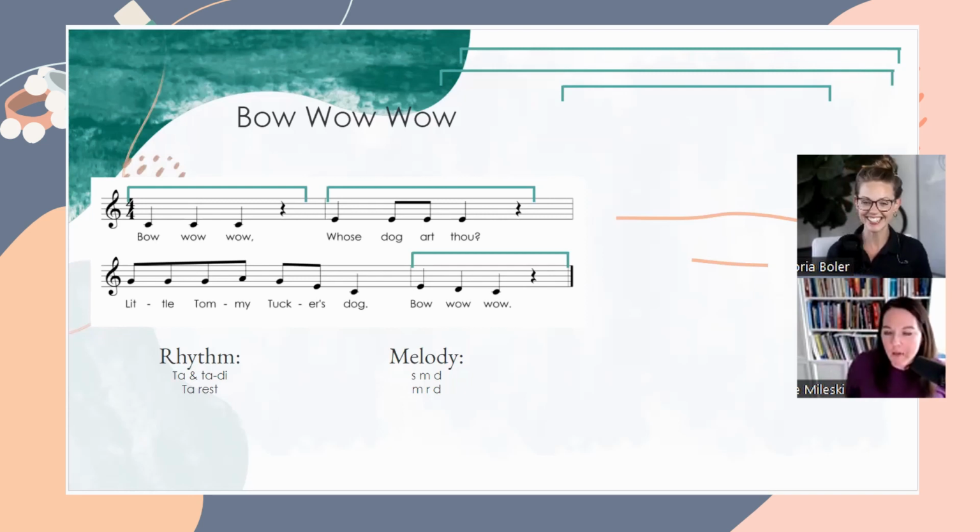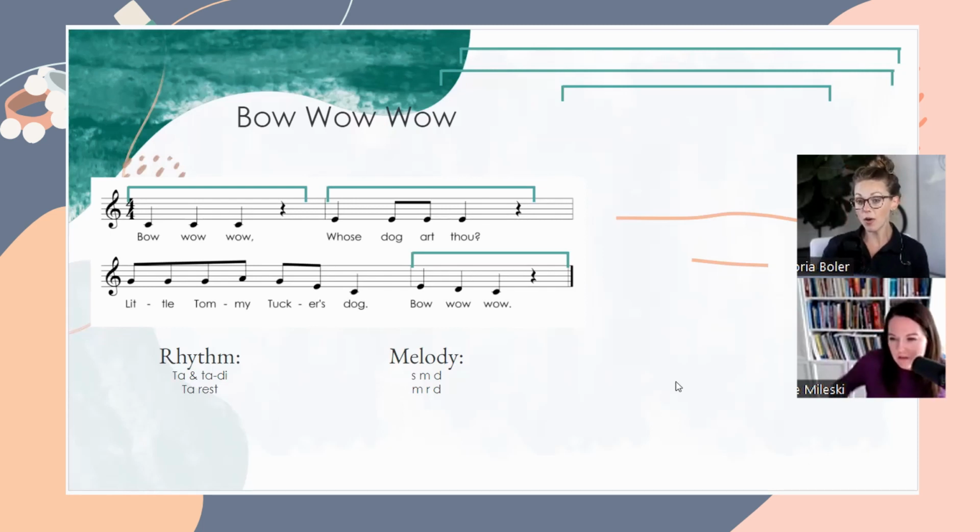So, you have bow, wow, wow, rest, which is all quarter notes. Then you have whose dog art thou, quarter note. So whose dog art thou has both of kind of the other choices, except for the new note. So I could see how one might argue that, since we could say, well, is that one sound on a beat? No, it's not a quarter note. Is it two sounds on a beat? No, it's not two paired eighth notes. It must be something new, if we were going down that road.